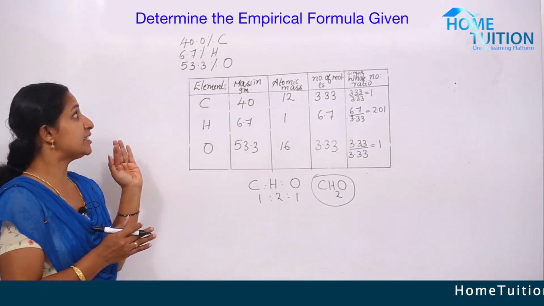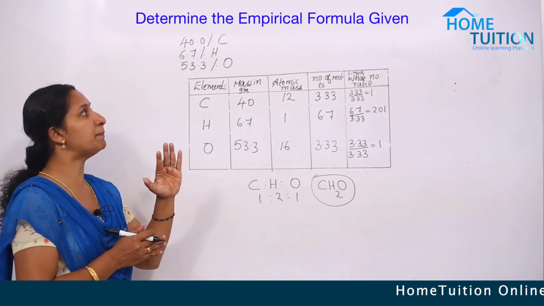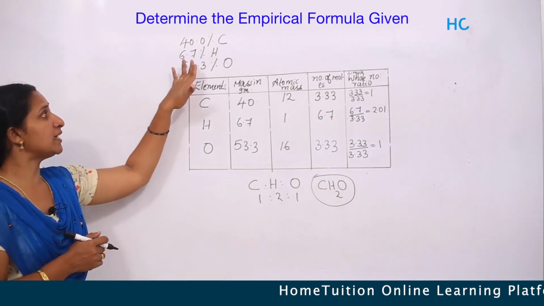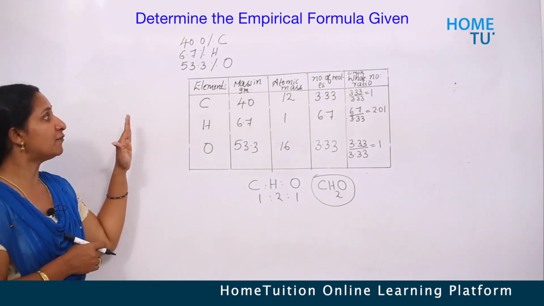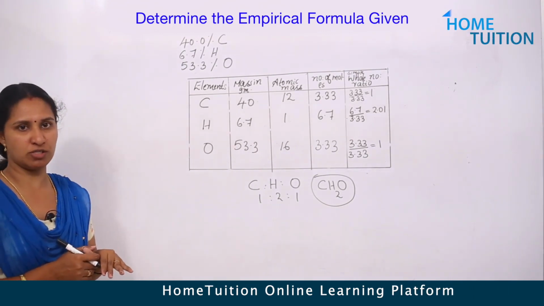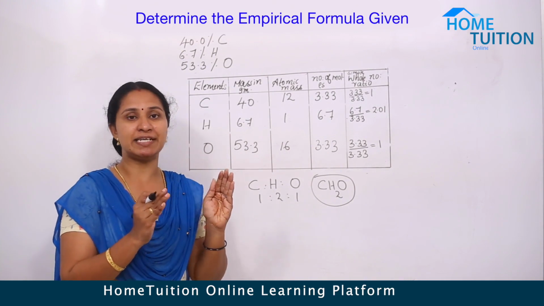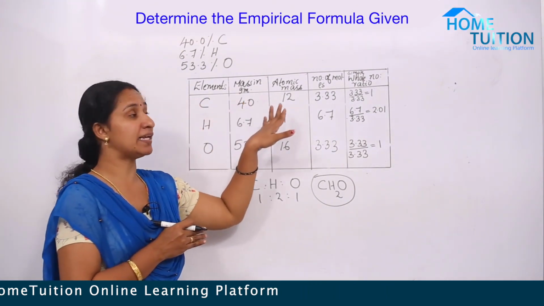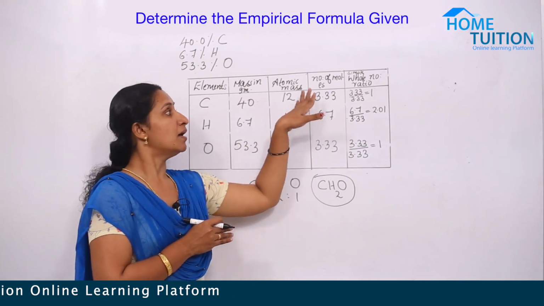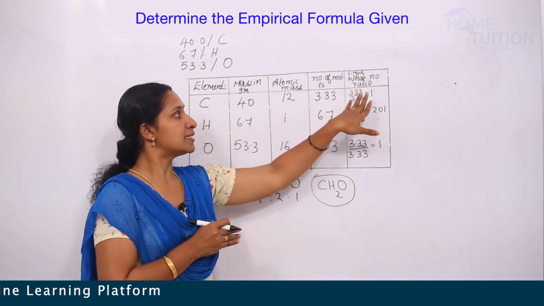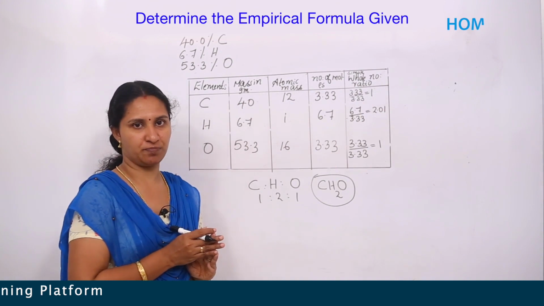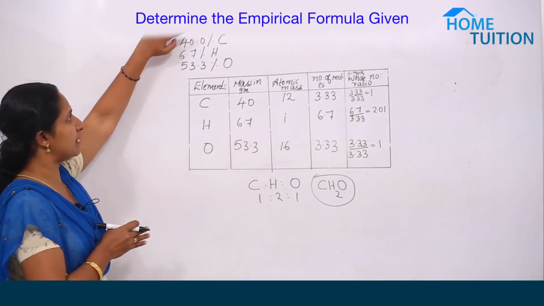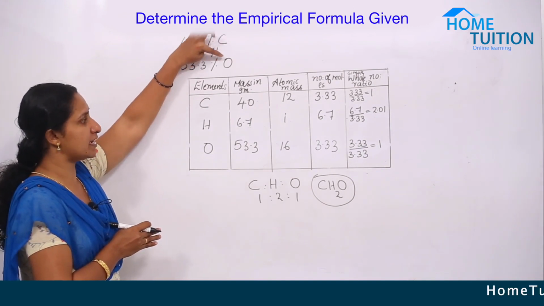Once more, determine the empirical formula with the given percentage: 40.0% carbon, 6.7% hydrogen, 53.3% oxygen. First of all, draw the table neatly with the columns elements, mass in gram, atomic mass, number of moles, simple whole number ratio. First one, elements. Which are the elements? Carbon, hydrogen, oxygen.